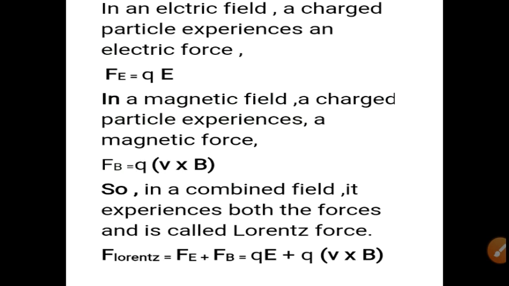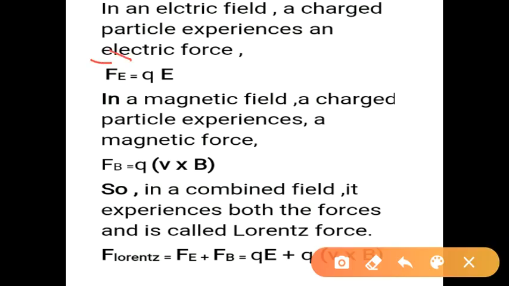We know in an electric field, a charged particle experiences an electric force given by the equation vector Fe equal to Q into vector E. In a magnetic field, a charged particle experiences a magnetic force given by the equation vector Fb equal to Q into vector V cross vector B.